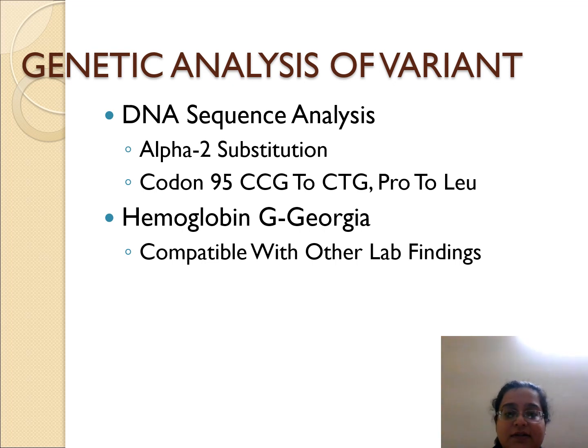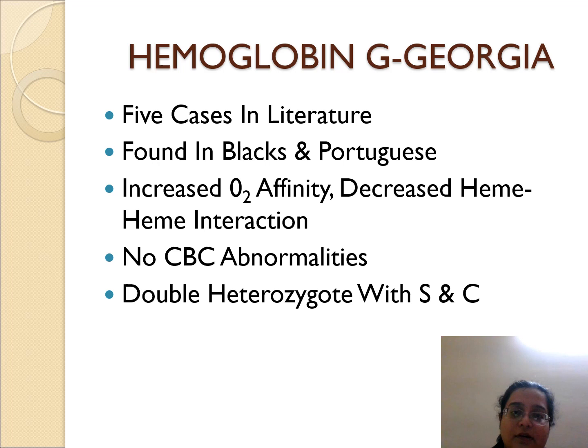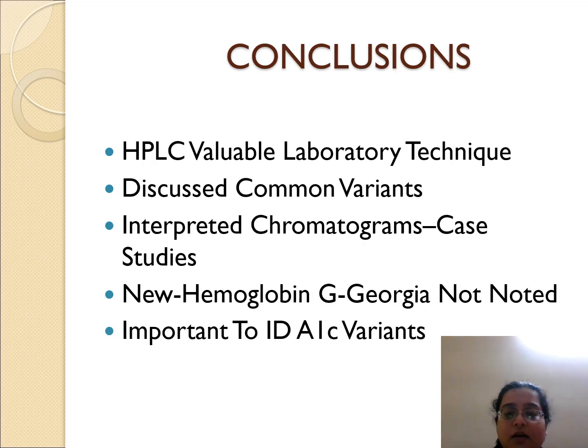Of course, genetic analysis for other hemoglobins like G Georgia etc. is important. And this is just a bit about double heterozygous, when I showed you that you get an S and a C window together, so you can think about G Georgia. So this is my conclusion. Basically, I have just wanted to make it crisp and small.